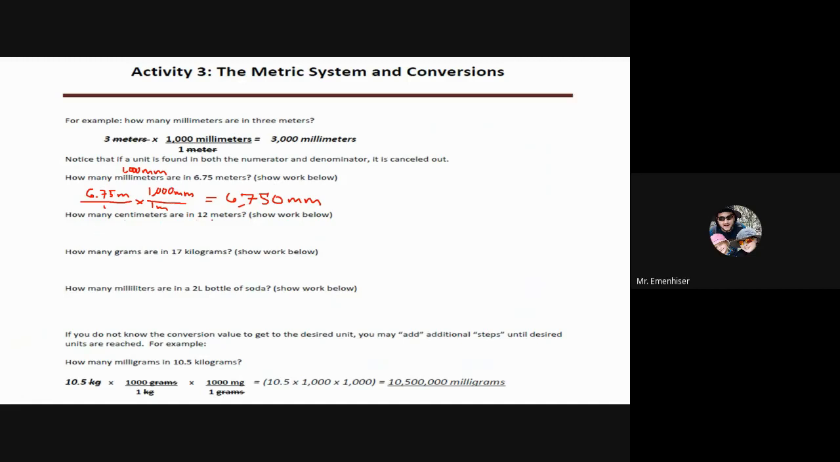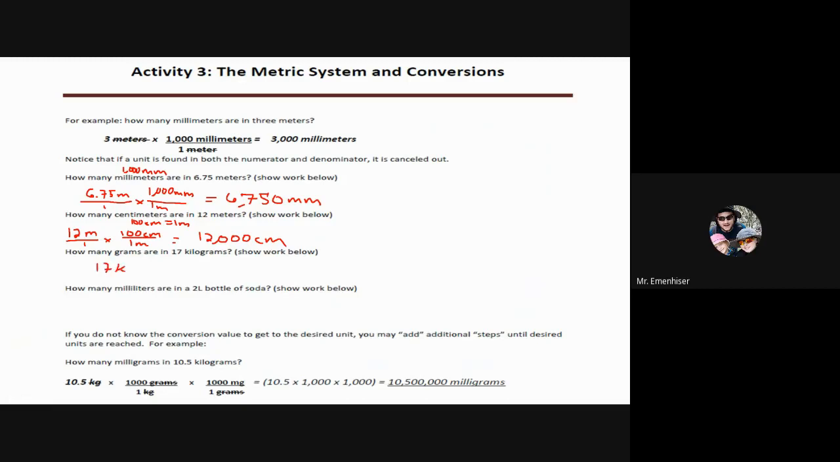How many centimeters are in 12 meters? So 12 meters, I write it over 1. I multiply it by the conversion factor. There's 100 centimeters in a meter. If I look at the definition of a centimeter, so I write that down. 100 centimeters over 1 meter. I multiply it. 12 times 100 is 12,000 centimeters. Okay.